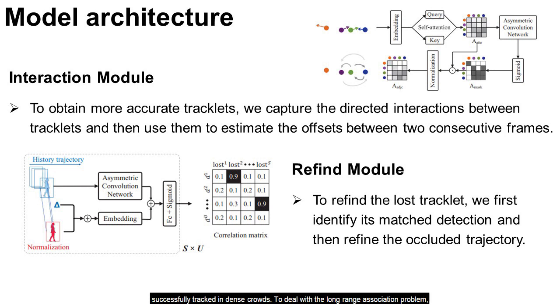To deal with the long-range association problem, we design a novel refined module based on the history trajectory of each target. It can effectively re-identify the lost targets through two steps: correlation calculation and error compensation. For the lost tracklets and the unmatched detections, the correlation calculation step takes the features of history trajectories and current detections as input, and computes a correlation matrix to represent the possibility that they are associated. Afterward, the error compensation step is further taken to revise the occluded trajectories.